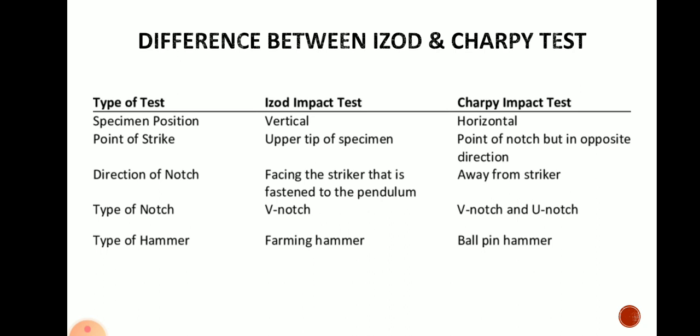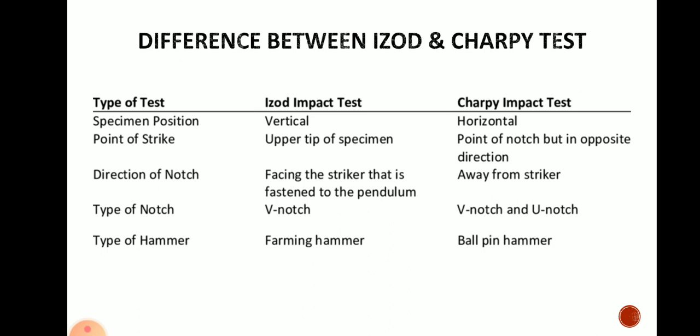First, that is specimen position. In Izod test we are placing it vertically, in Charpy test horizontally. Secondly, point of strike. In Izod test upper tip of the specimen is hit by the hammer. In Charpy test the point opposite to the direction of that notch will get hit by striker or hammer. Third difference, direction of notch. The direction of notch in Izod test is facing the striker, whereas in Charpy test it is away from the striker in the opposite direction of striker hit.